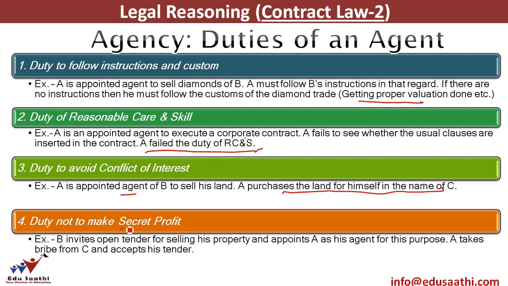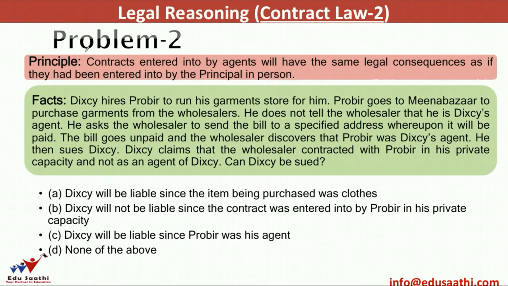Duty not to make secret profit. It's a duty of an agent that he must not make any kind of secret profit from the principal. B invites open tender for selling his property and appoints A as his agent for this purpose. A takes a bribe from C and accepts the tender. So A has made secret profit by taking a bribe from C. He is not allowed to do so under the principles of agency. It's a duty of the agent, that is A, not to make any secret profit.